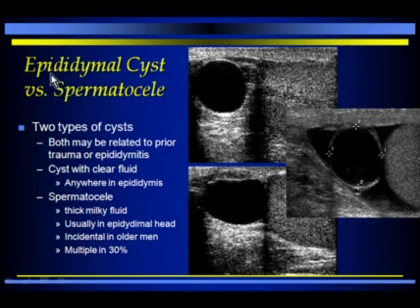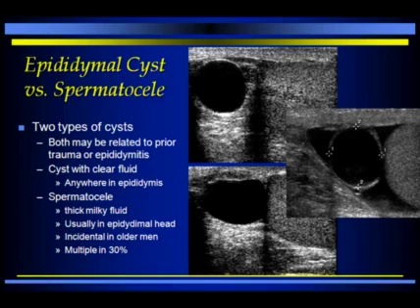Now, when we talked before about dilatation of the rete testis, I mentioned that that could be associated with epididymal cysts or spermatoceles. And here we see some examples. This is the testis here, and this is the epididymis. And in the epididymis, there is a cyst. And here's another example of a cyst in the epididymis, and yet another cyst in the epididymis. Two types of cysts, epididymal cyst versus spermatocele. Both may be related to prior trauma or epididymitis.